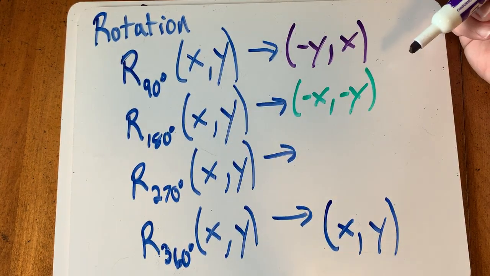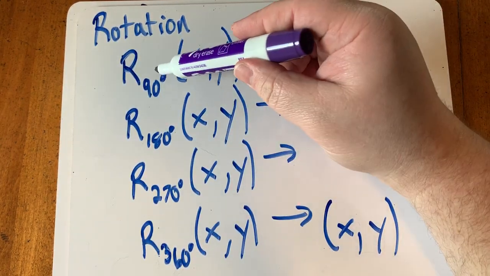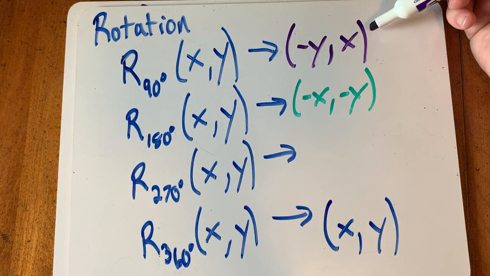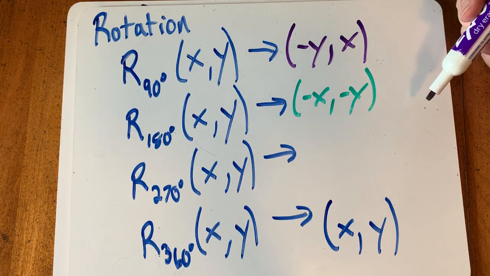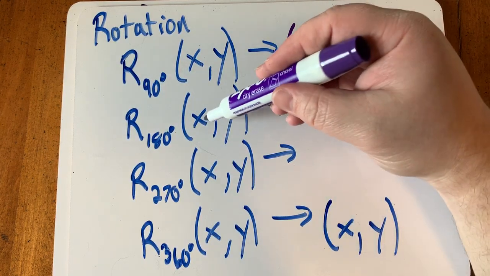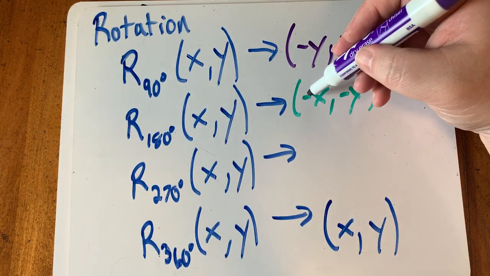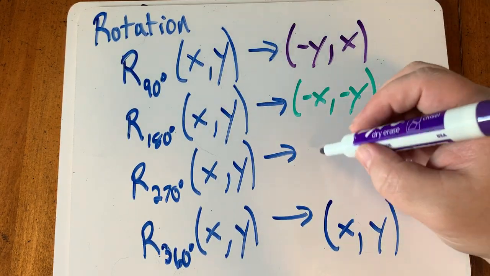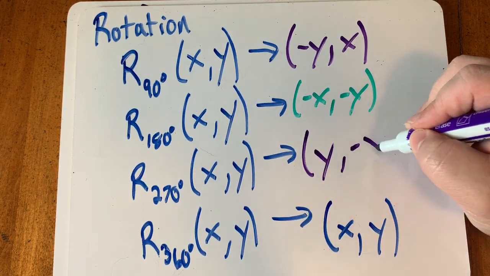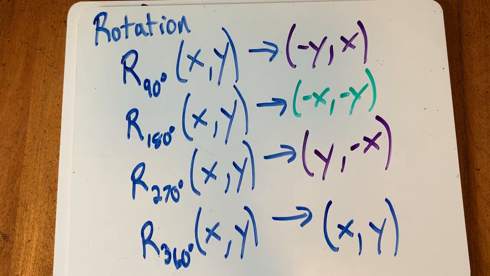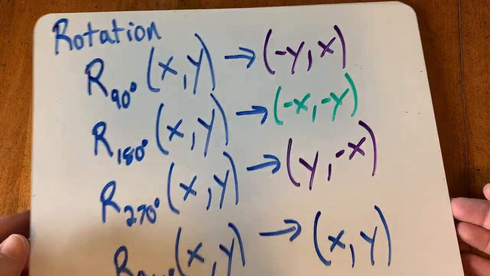And then 270 is going 90 and then an additional 180 degrees. So you're doing this transformation and then an additional 180 degrees on that. So you're doing this to that point to get 270, which you're just changing the signs of the coordinates. So it's y, negative x. So these are our rules for rotations of multiples of 90 degrees. And those are all our isometric transformations.